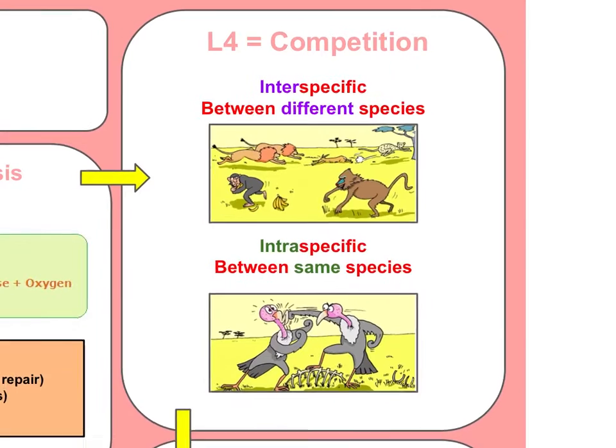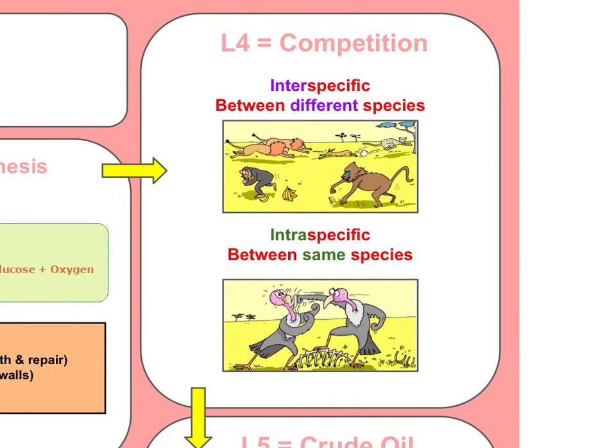Lesson 4 was on competition. There are 2 types of competition, inter-specific and intra-specific. So the difference between the 2 is that inter-specific is between different species. So we can see some lions, we can see some monkeys, and they're all competing for food or land or shelter, whereas intra-specific is between the same species.